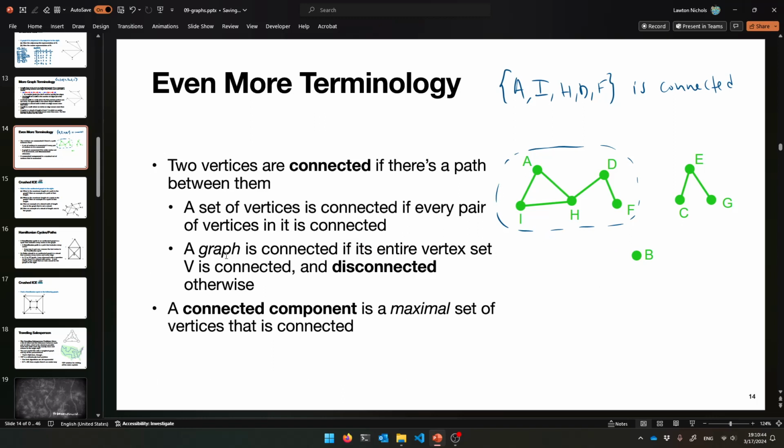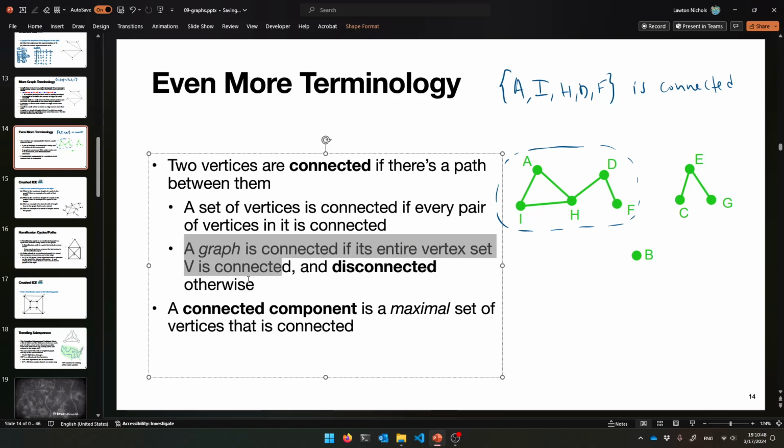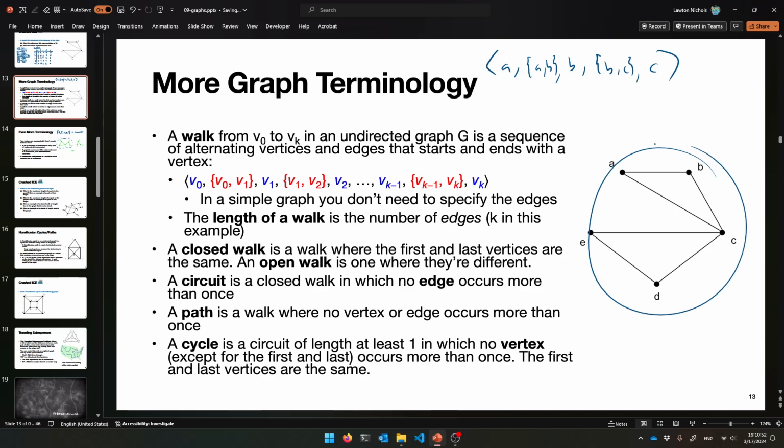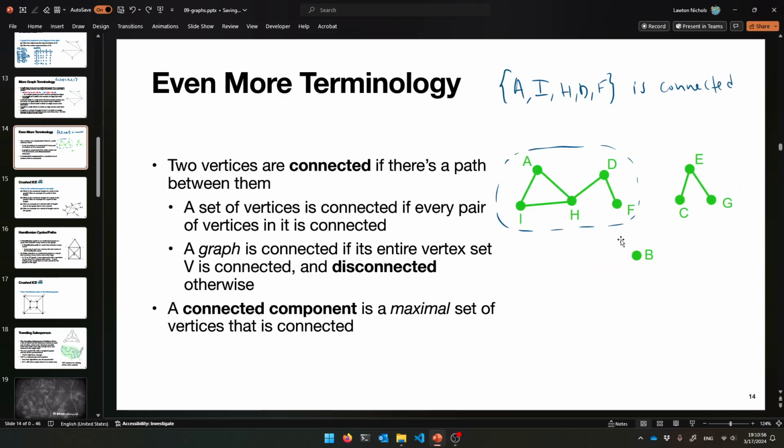And an entire graph is connected if its entire set of vertices is connected. Otherwise, it's called disconnected. This graph is connected. It's a connected graph in total. But this graph right here is disconnected. Sure, these pieces are connected with each other, and B is connected to itself, I guess. But this graph is disconnected because there's no way to get from H to B. This graph is disconnected.